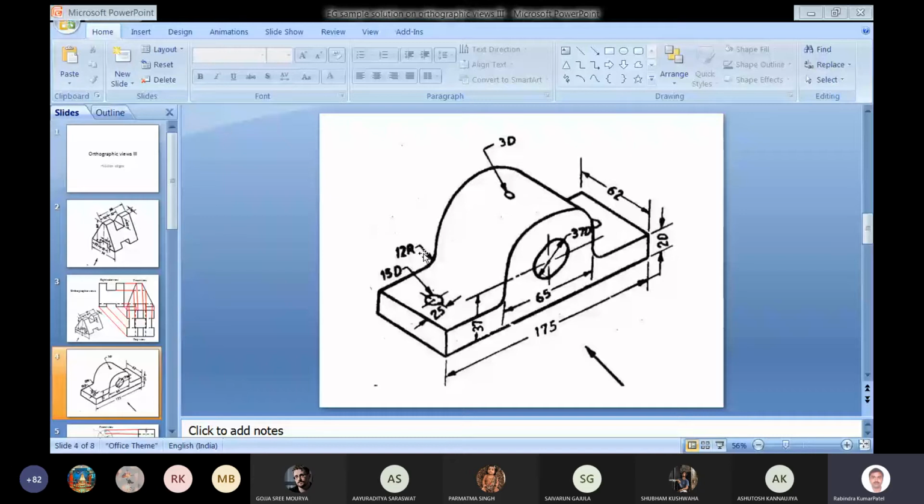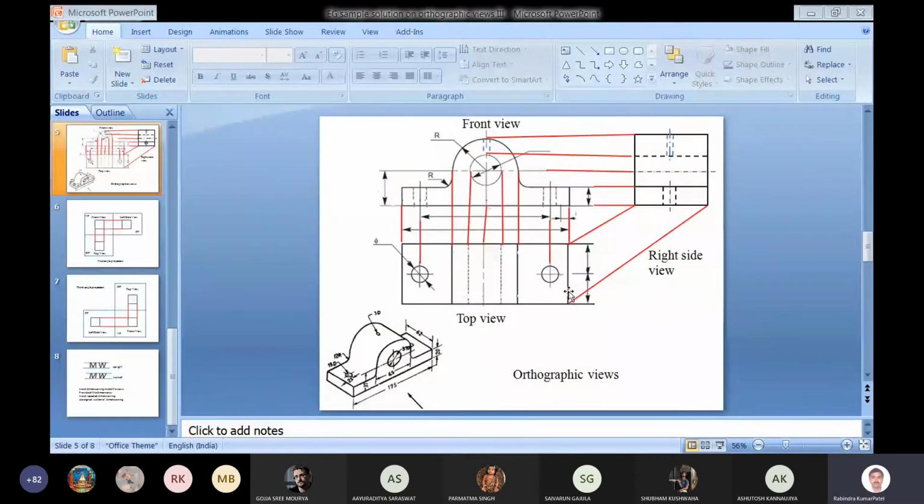So this is regarding the object. So let us see how its views can be drawn. You can see there are three views which are shown here. This is the front view. In the front view of the object there is a semicircle drawn here. Apart from the semicircle, we have two arcs here.